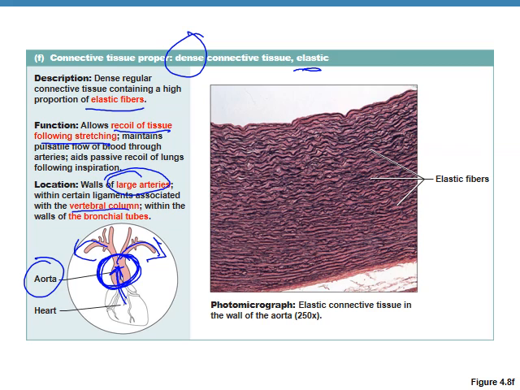Also think about areas where we have a lot of movement, where we have a lot of expanding and contracting. So the bronchial tubes, remember the bronchial tubes, right and left bronchus, and the bronchioles, those are in your lungs. And again, your lungs are going to have to inflate and deflate, right? Along with the vertebral column. So you're going to have a lot of movement as you're walking. You're going to have expansion, contraction there as well. And we'll talk more about some of the cartilage connective tissue in the vertebral column.